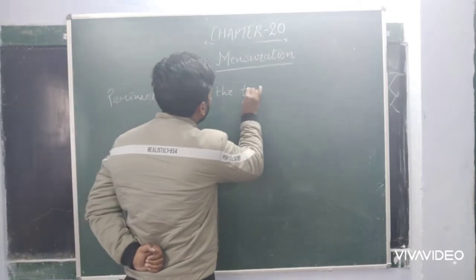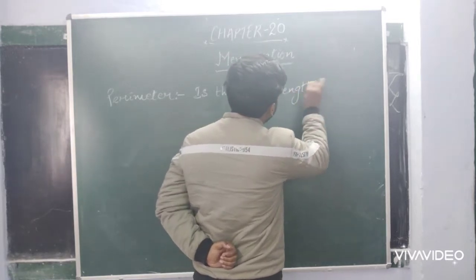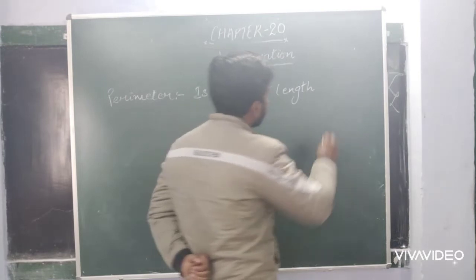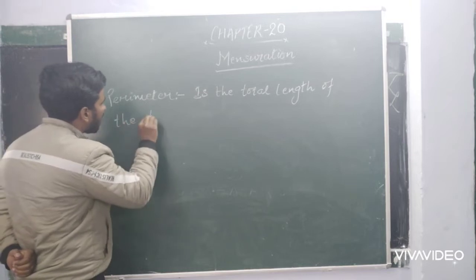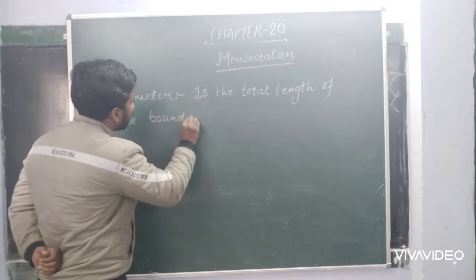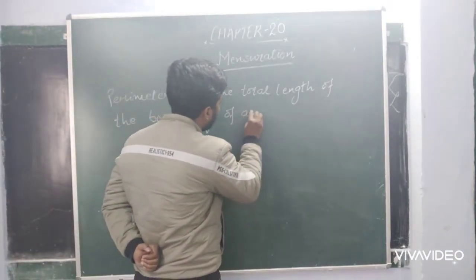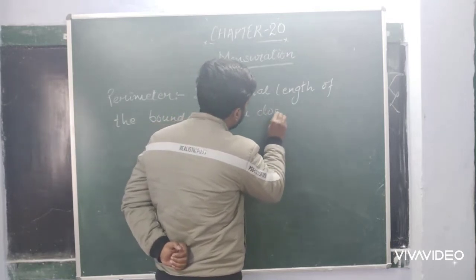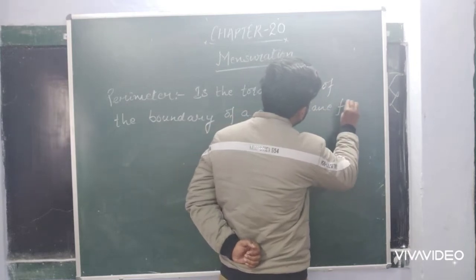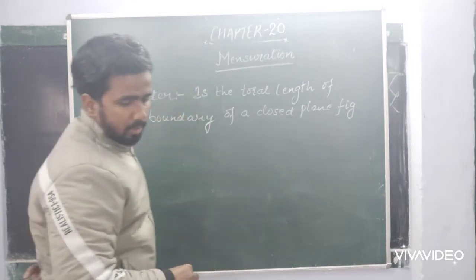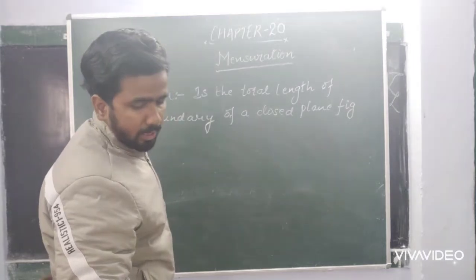So we all know that perimeter is the total length of the boundary of a closed plane figure, and the region bounded by the perimeter of the figure is called its area.